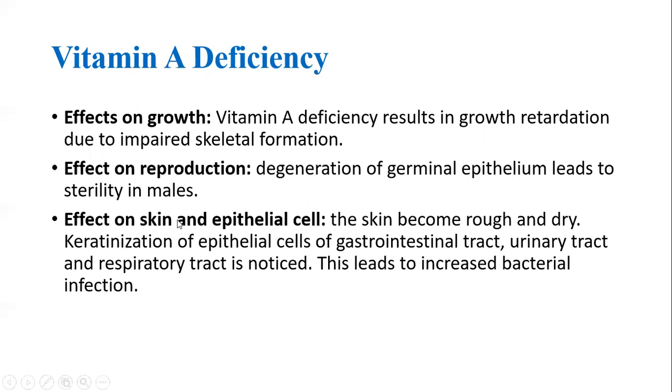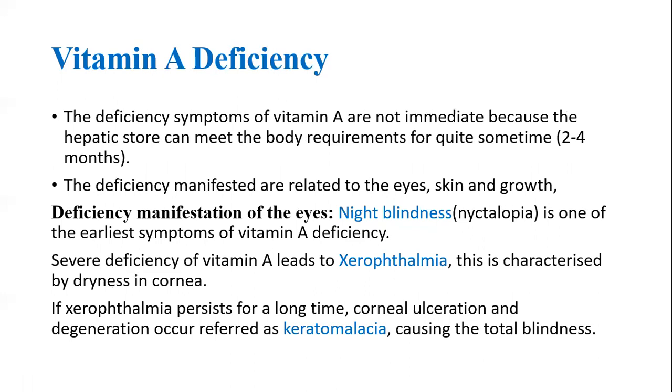Now discussing the effect of vitamin A on skin and epithelial cells. In deficiency of vitamin A the skin becomes rough and dry, and this is called keratinization of epithelial cells. Changes in the gastrointestinal tract, urinary tract, and respiratory tract are noticed, and these lead to bacterial infection. These are some deficiency symptoms of vitamin A that affect growth, reproduction, skin, and epithelial cells. But the main disease of vitamin A deficiency is night blindness.